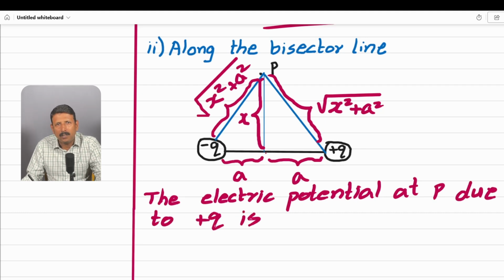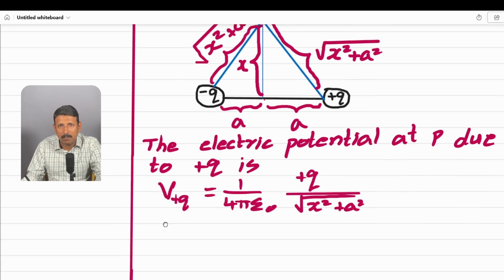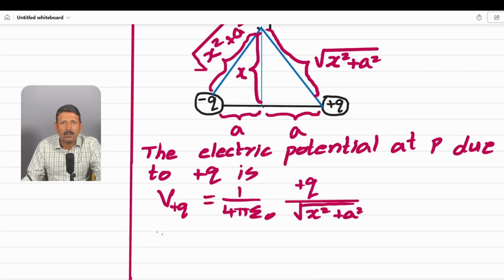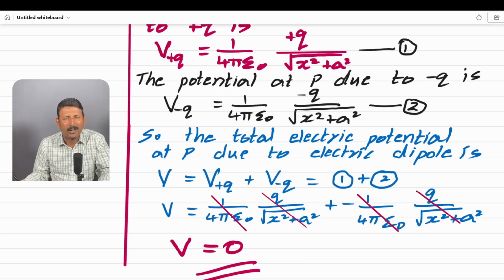So part 1, the electric potential at P due to plus q is V plus q is equal to 1 by 4 pi epsilon 0. You remember the method, right? The charge, here it is plus q, divided by the distance between them. Remember, for potential there is no square term, but for electric field there is a square. So here the distance between the point charge and the point is the square root of x square plus a square. Same thing we will write. So what we wrote is the electric potential at P due to plus q, right?